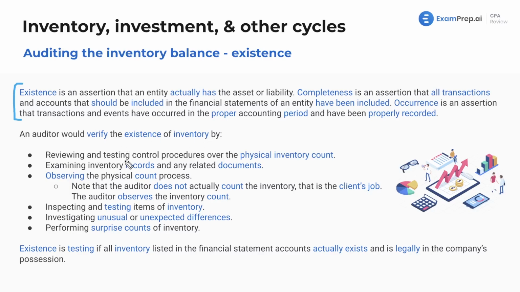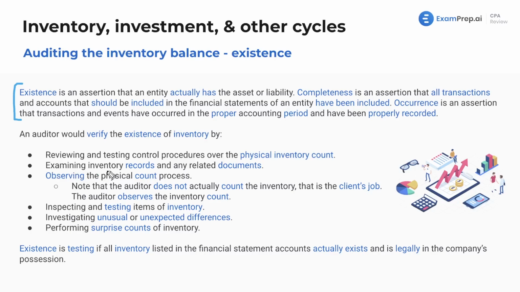We could review and test control procedures over the physical inventory count. Now, this is a test of control, but it would also help verify the existence of inventory. Yes, you can do substantive procedures to verify the existence, but also doing tests of controls would then tell you that maybe you can do less substantive procedures, so you tie in audit risk there. This would be incredibly helpful.